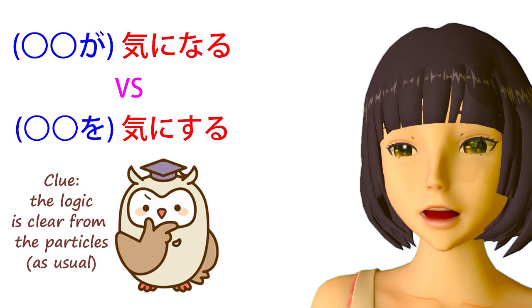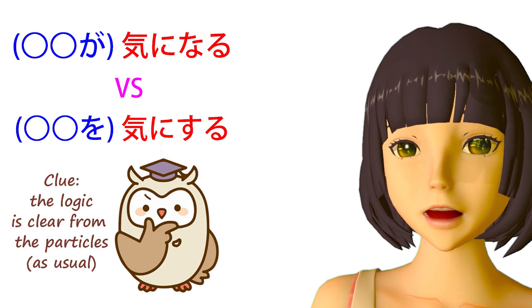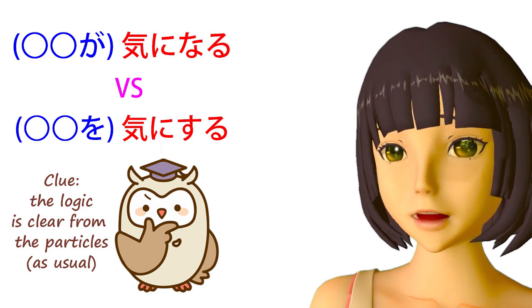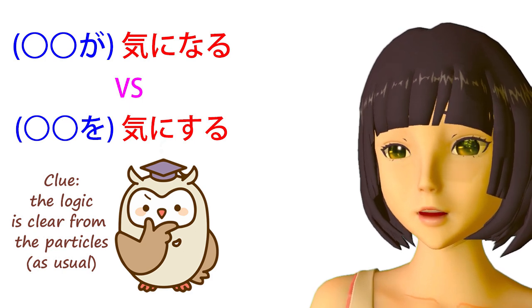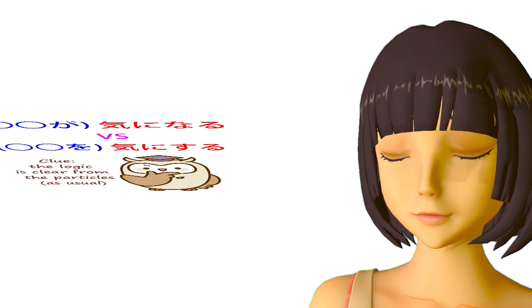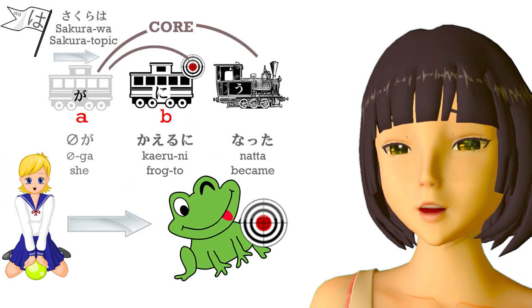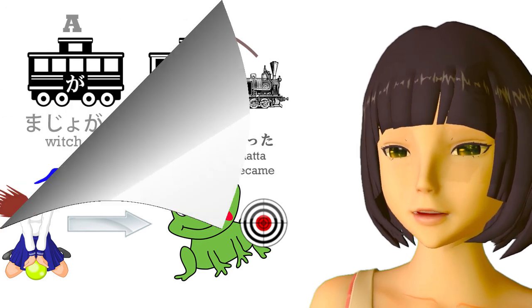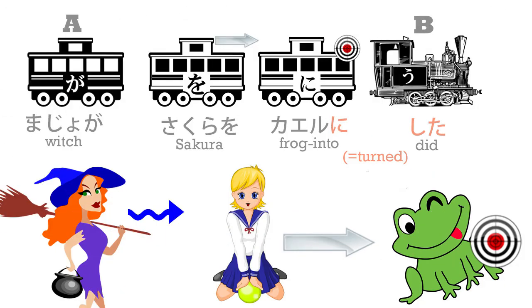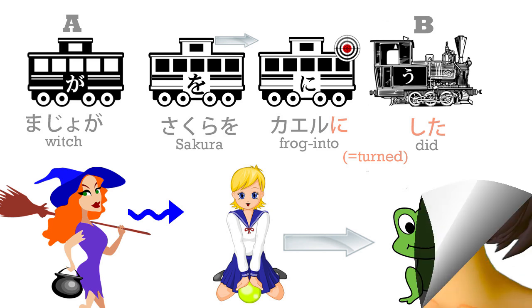Now, when we get on to things like ki ni naru and ki ni suru, we've dealt in a previous lesson with ni naru and ni suru. So, for example, if we say sakura ga kaeru ni naru, we're saying sakura turns into a frog. If we say majo ga sakura o kaeru ni suru, we're saying that a witch turns sakura into a frog. And of course we know who is doing what because of the logical particles.